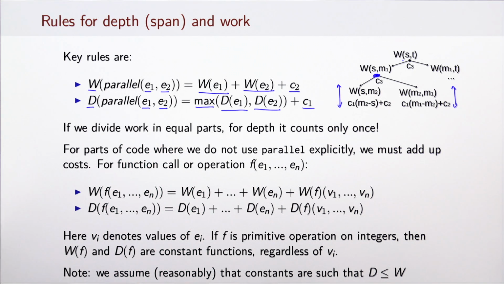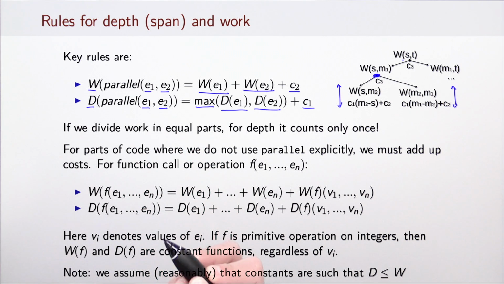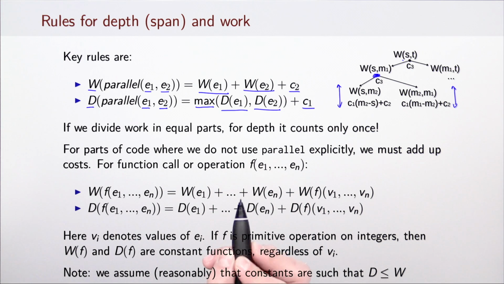So it's in the parallel construct that work and depth differ. In all other respects they behave the same. But in the case of parallel, if we manage to take some work given by the pair E1, E2 and split it into equal parts, then we will actually finish twice as fast, because in that case the maximum will be half of the sum.